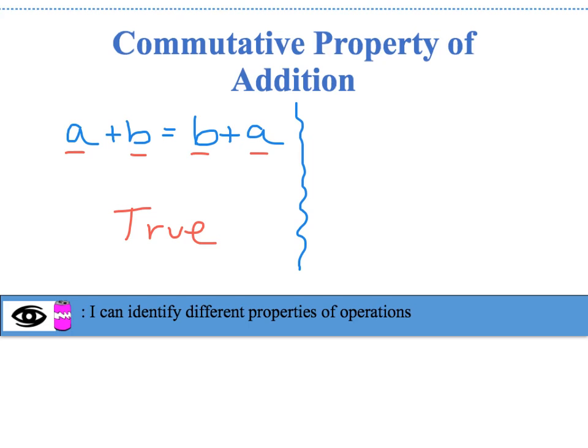So let's plug in a number so we can see if this works. Let's say 3 plus 4 would equal 4 plus 3. Well, this is a true statement because 3 plus 4 is 7, and 4 plus 3 is still 7. So this is a true statement. All that happened was the 3 and the 4 flipped. So this is the commutative property of addition.